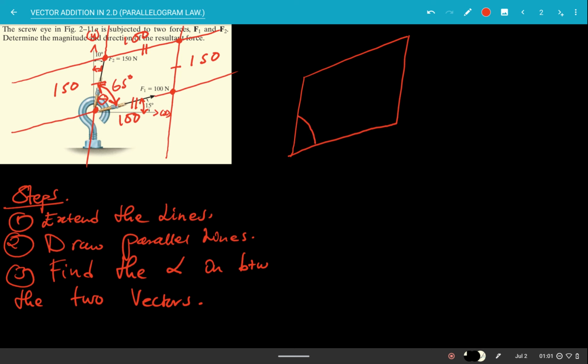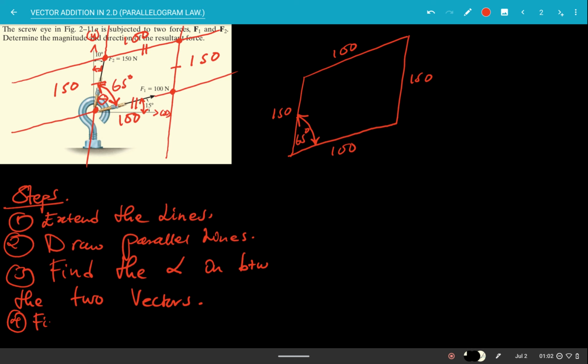So we have the angle here, which is 65 degrees. We have the length here, which is what? 150. Even this side is 150. We have 100 and also 100 there. So what we can do is now find the next step.